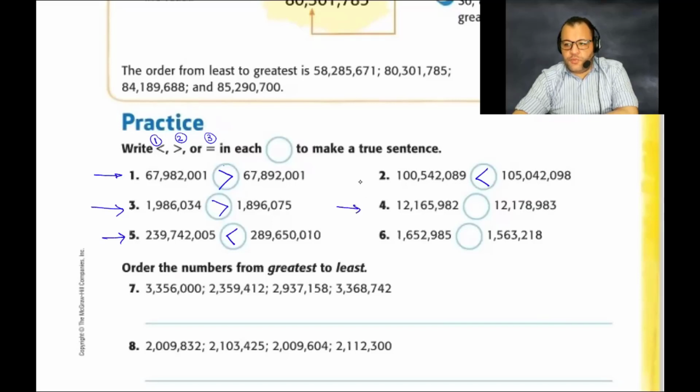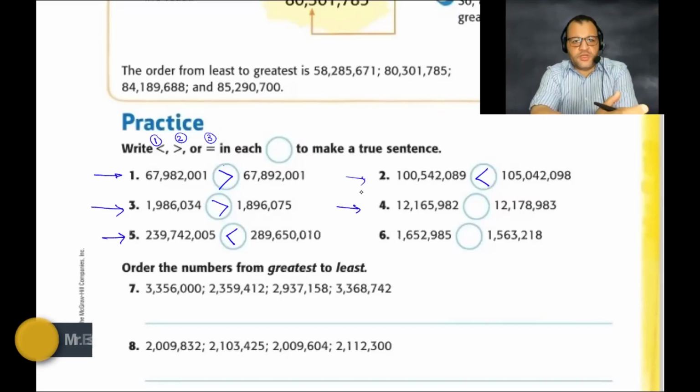Read the number, then compare between them. Number four is 12,178,983. No, read the two numbers. You just read one number. I need you to read the left one, then the right one, then compare between them.